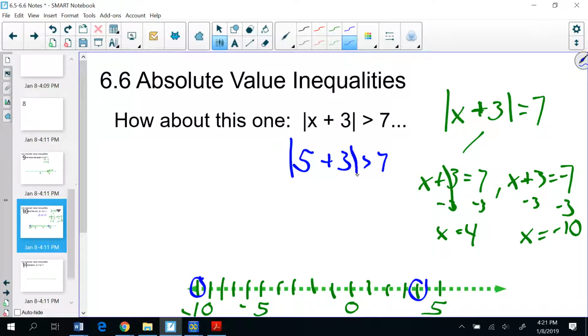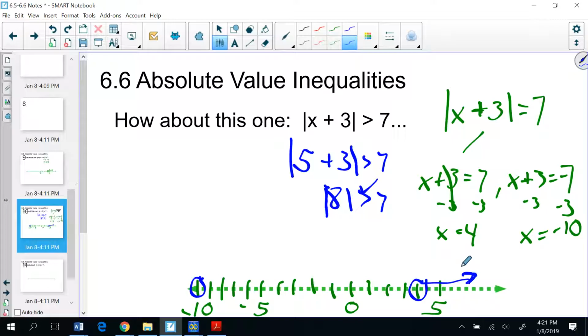Now, what if we make it absolute value? Absolute value of 5 plus 3, is it still greater than 7? Well, looks like absolute value of 5 plus 3 is just absolute value of 8. 8 is greater than 7. That works. So that means that in this case, I have to go in this direction.